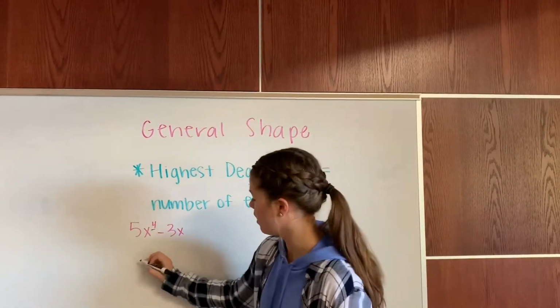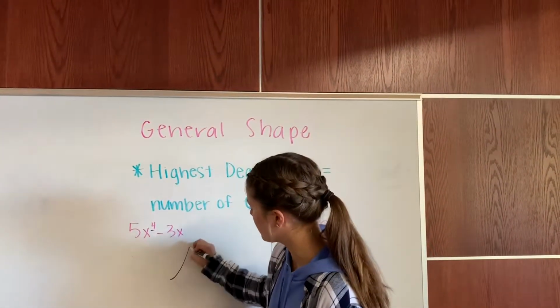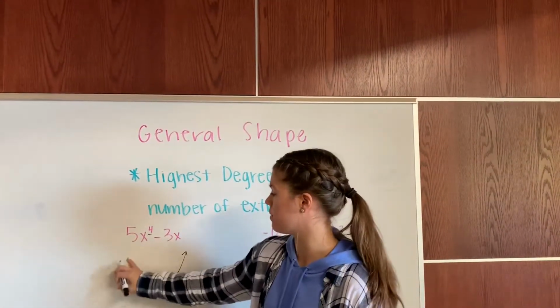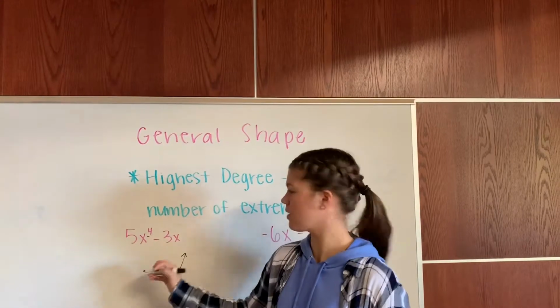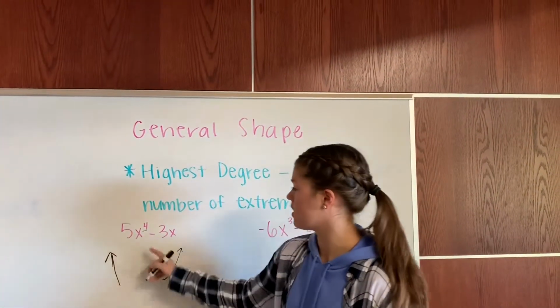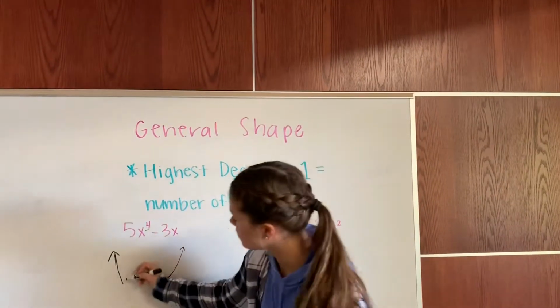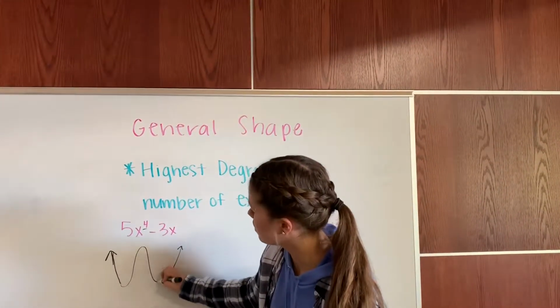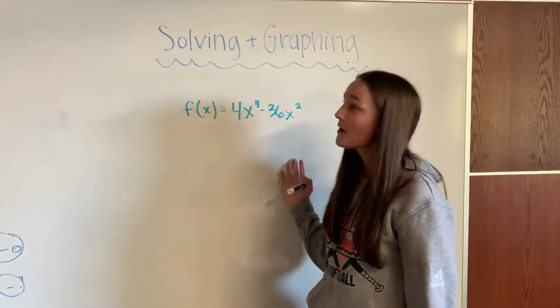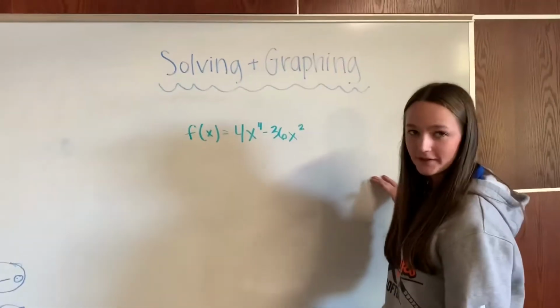So your graph would end up because of the positive leading coefficient, and since the 4 is even, it would agree and also end up, or start up. So there would be 3 extrema, so you would have 1, 2, 3 loops. Now that we've gotten our vocab and terms, we can start solving and graphing polynomials.